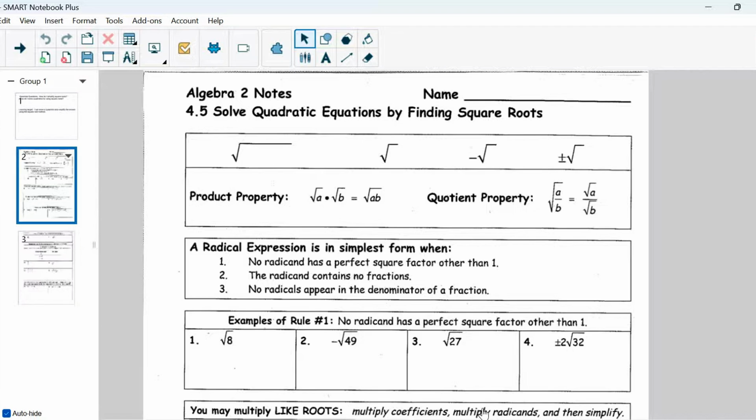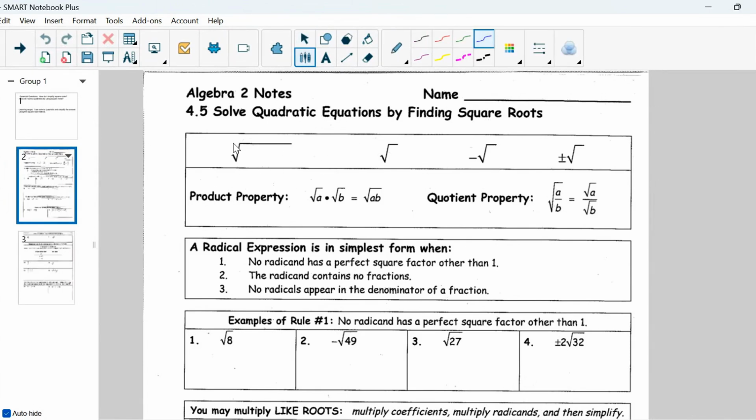Quadratic equations by finding square roots. Essentially in this lesson, we are just learning about working with square roots, operating with square roots, and everything like that.